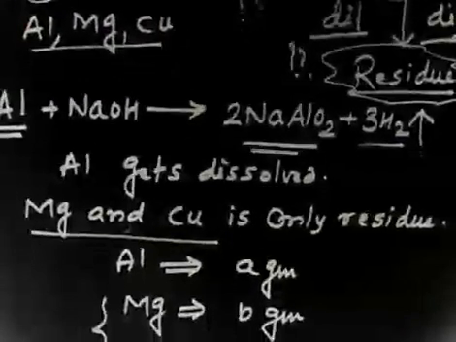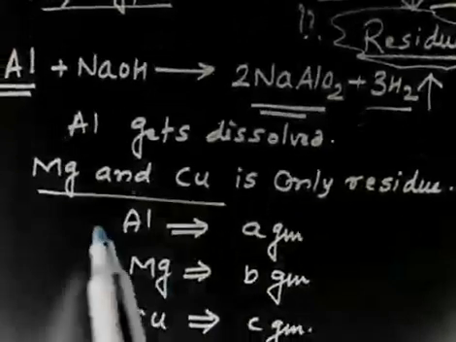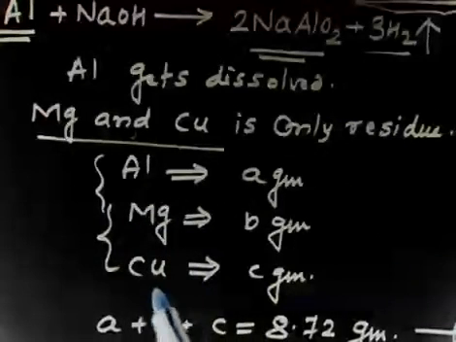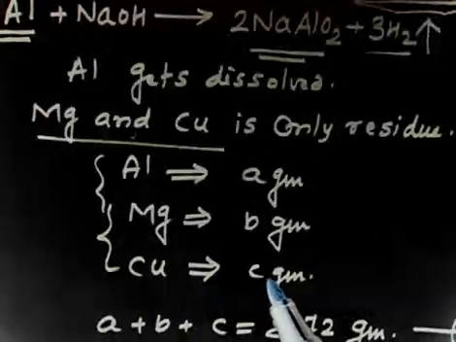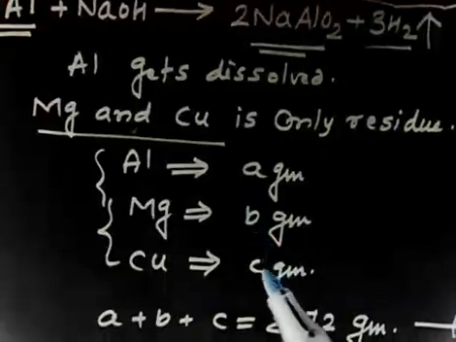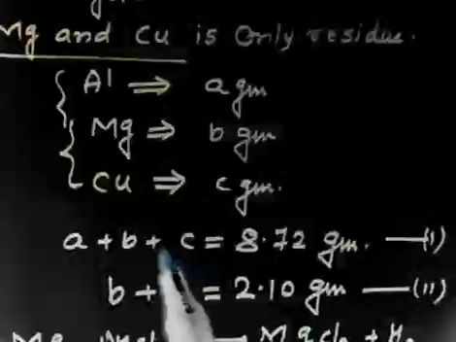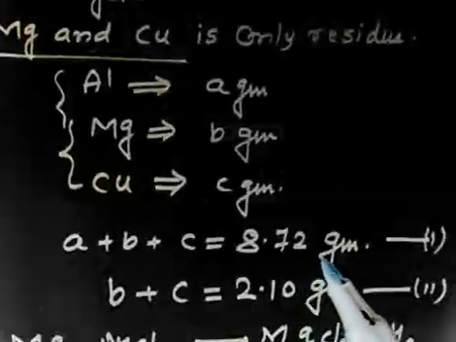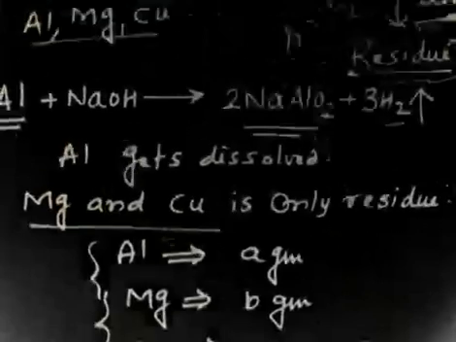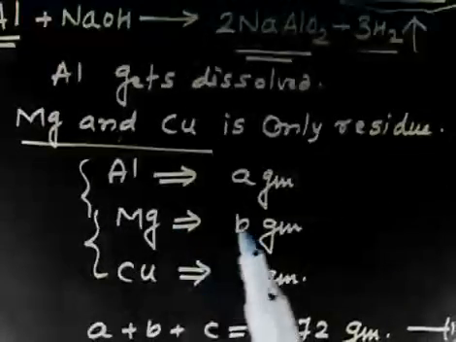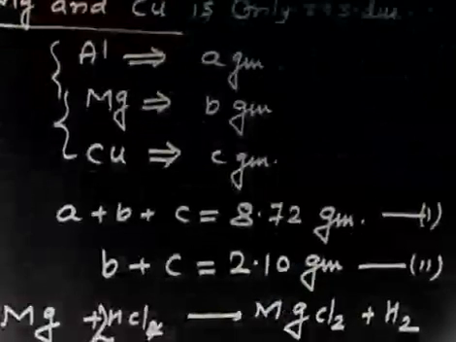Now let us form three equations. Let the weight of aluminium initially be A gram, magnesium B gram, and copper C gram. The total weight A plus B plus C is given initially as 8.72 gram, so one equation is A + B + C = 8.72 gram. Since aluminium gets dissolved, the weight of magnesium plus copper, B plus C, equals the weight of the residue, so B + C = 2.10 gram.